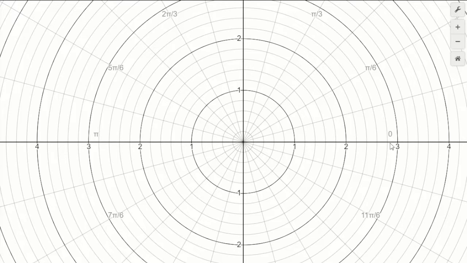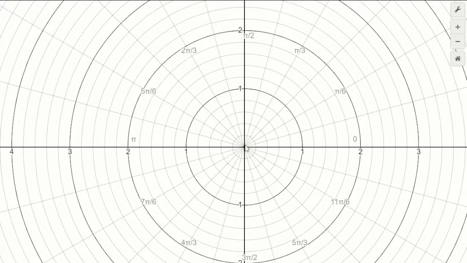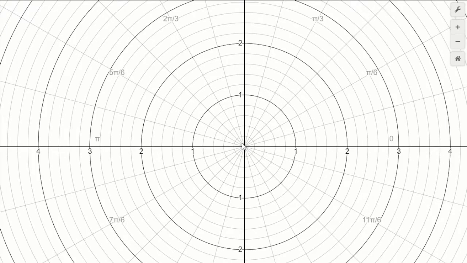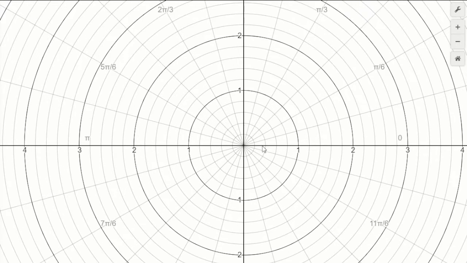So the angle 3 pi over 4 is about right here. This is the angle 3 pi over 4. Desmos is not showing the label for that, but it's okay. So 3 pi over 4 is this angle. And now on that angle, I'm going to look for radius negative 4.